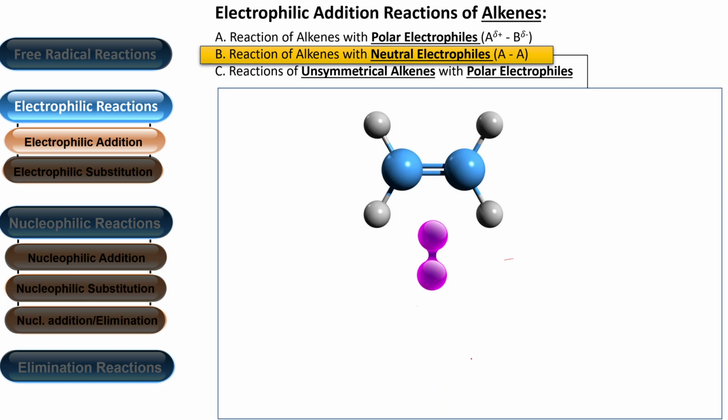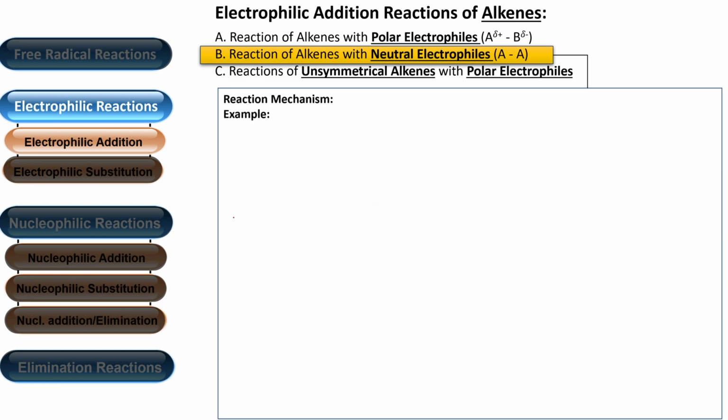However, when this molecule comes closer to the alkene, the double bond is a high electron density area. These electrons push the electron cloud on the molecule, and the electron cloud is pushed to this side, giving the opposite side a partial negative charge while giving this side a partial positive charge. This is how this neutral electrophile becomes temporarily polarized. Once it becomes polarized, it will behave like a polar electrophile, and the rest of the reaction would be the same as for the polar electrophile. Let's look at one example. We have again but-2-ene, and this time we have a neutral electrophile, which is bromine, and that will make 2,3-dibromobutane.